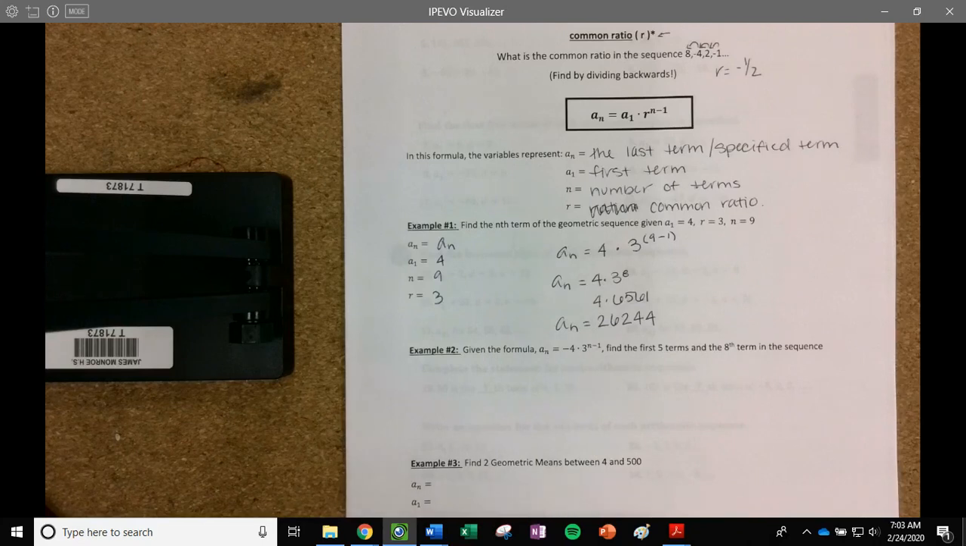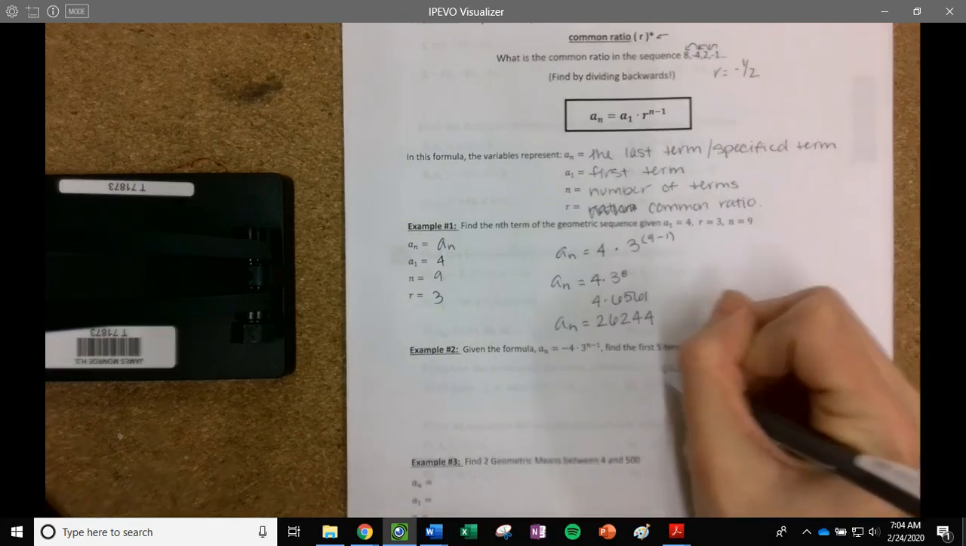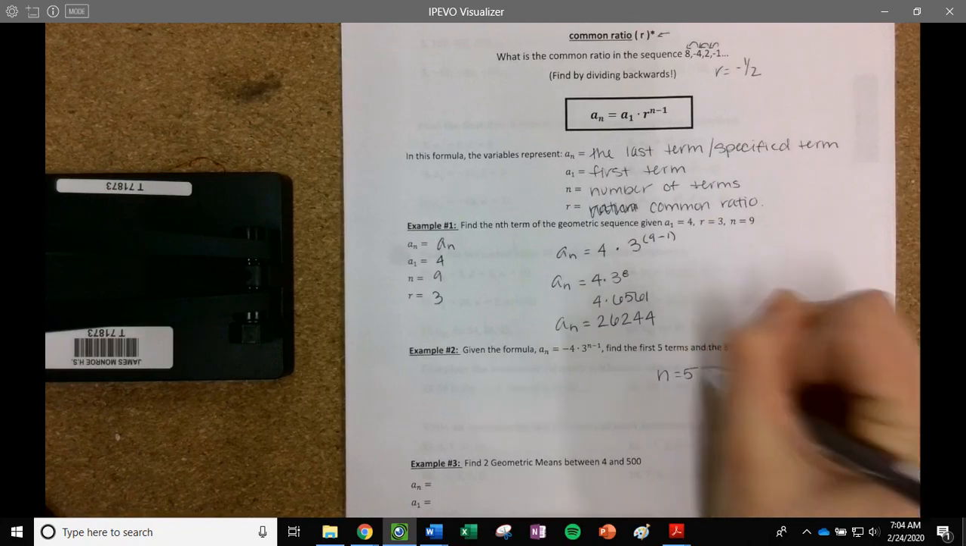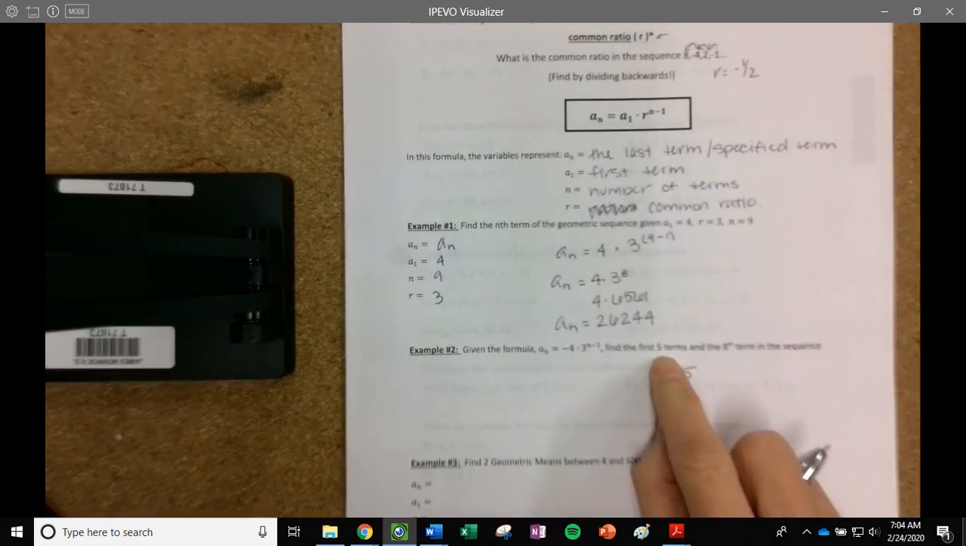Let's look at example number 2. Given the formula, a sub n equals -4 times 3 raised to the n minus 1, find the first 5 terms and the 8th term in this sequence. Okay, so we want 5 terms. That's the n that we're working with.